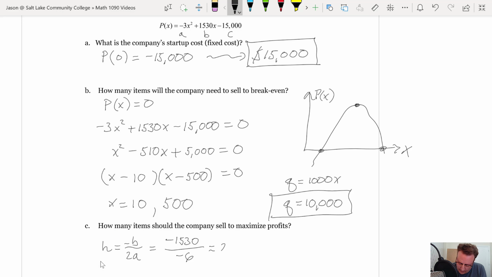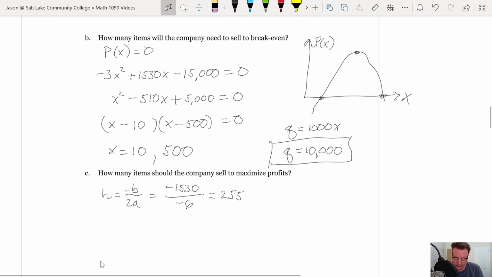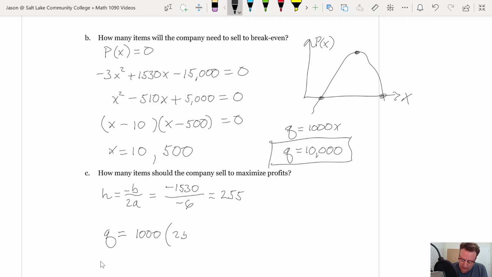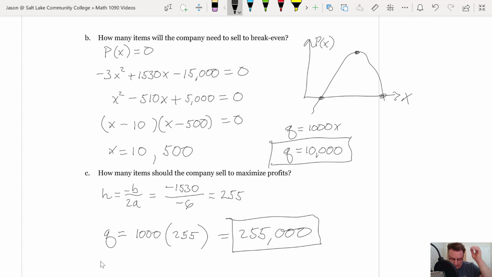Okay, so remember, it's really in thousands. I've got to sell 255,000 items in order to maximize my profits. So again, Q is going to be 1,000 times this quantity of 255. So 255,000 items is what I need to sell to maximize profits.